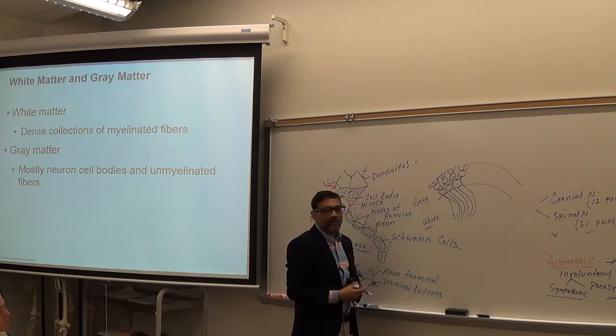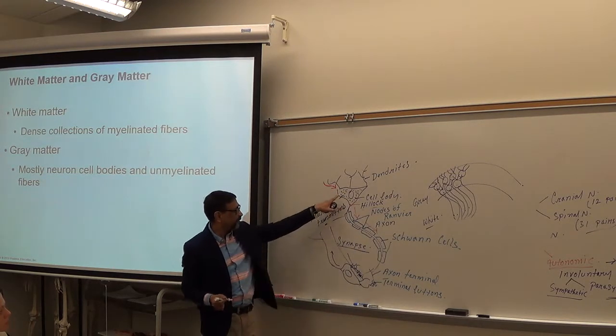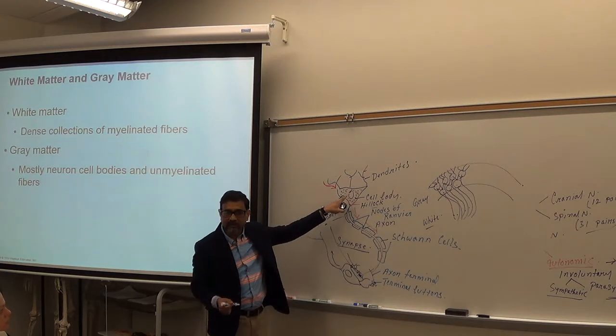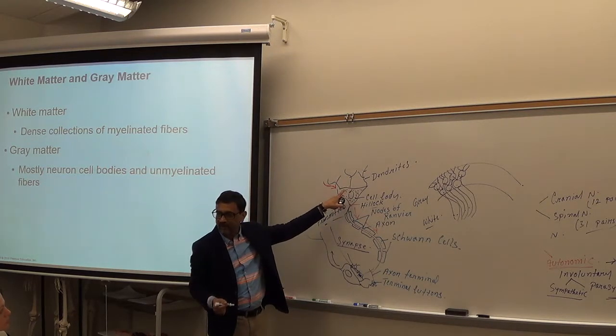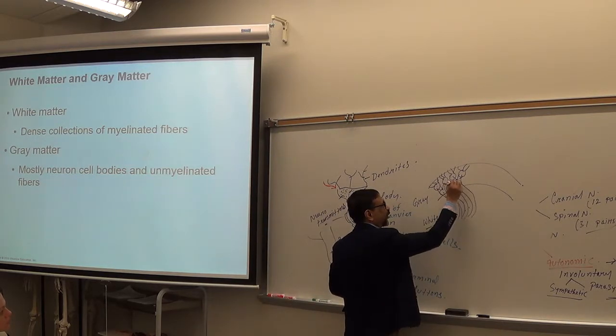So now you know inside the cell body you have what? Dark granules, right? Those are called Nissl bodies. Remember that? So now think that inside these cell bodies you have Nissl granules or Nissl bodies.